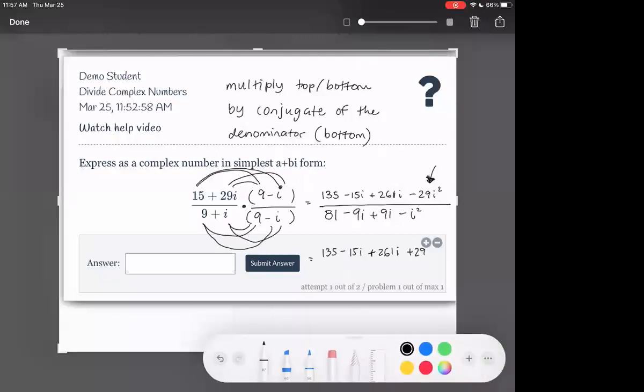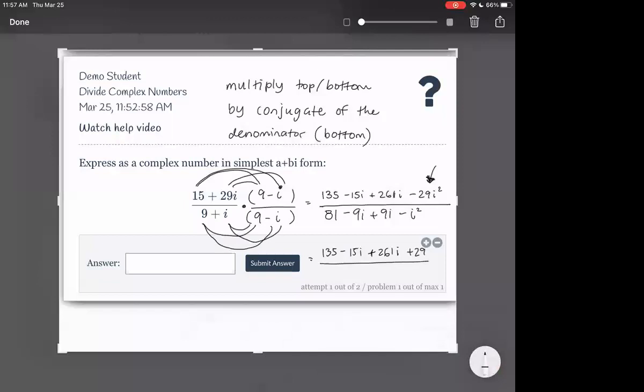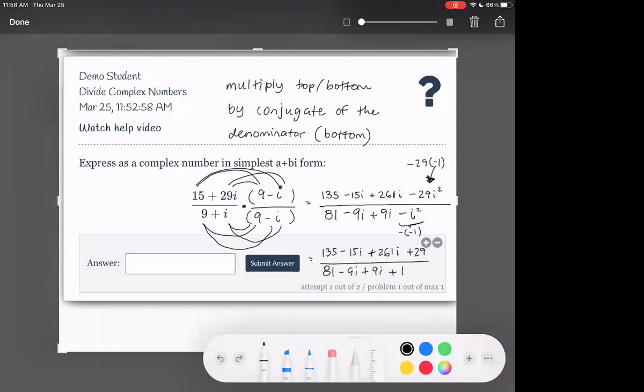Let's do the same thing on the bottom. 81 minus 9i plus 9i. Instead of a minus i squared, it's a plus 1, because technically this is minus a negative 1. Remember, you're subtracting a negative, that's just plus 1. Same thing on the top, it's minus 29 times negative 1, so it's really just plus 29. That's how I got the plus 29 and the plus 1. Any questions? Okay, let's keep going.